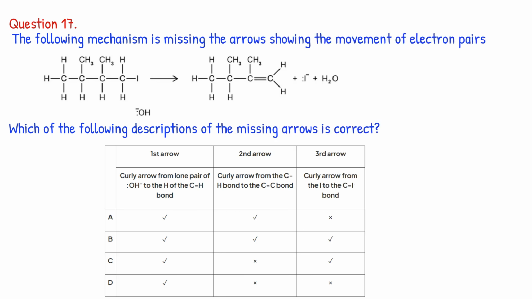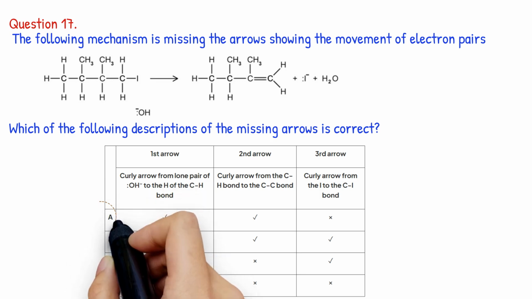Question 17. The following mechanism is missing the arrows showing the movement of electron pairs. Which of the following descriptions of the missing arrows is correct? The correct answer is A.